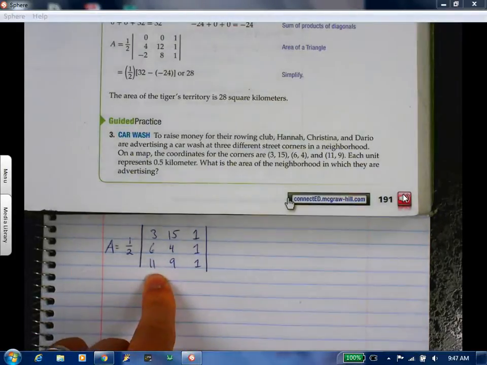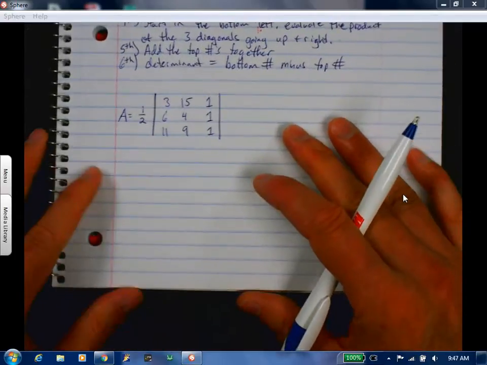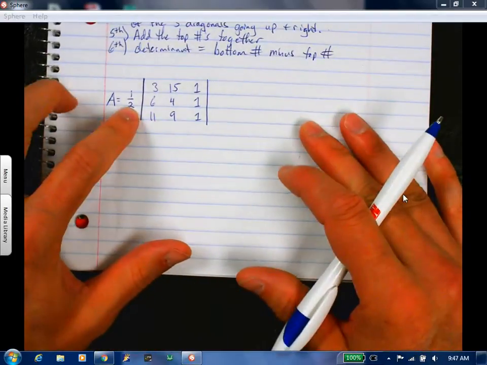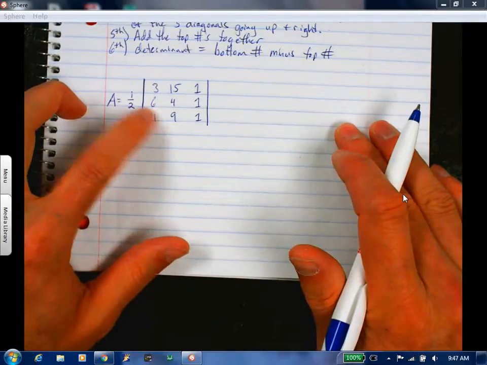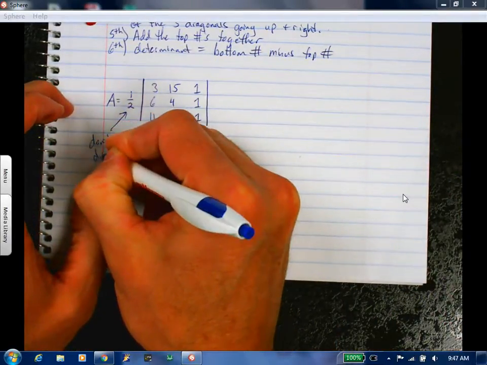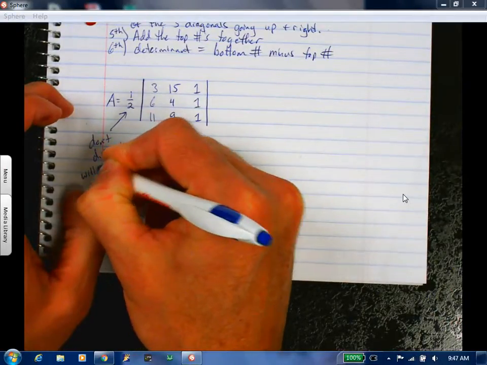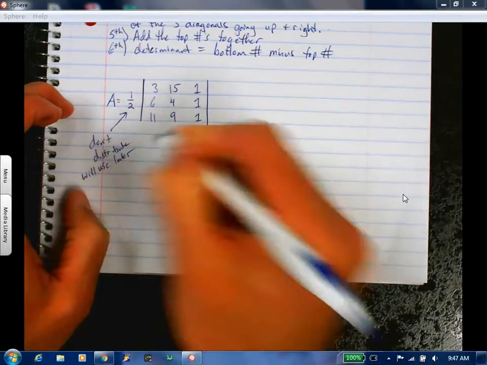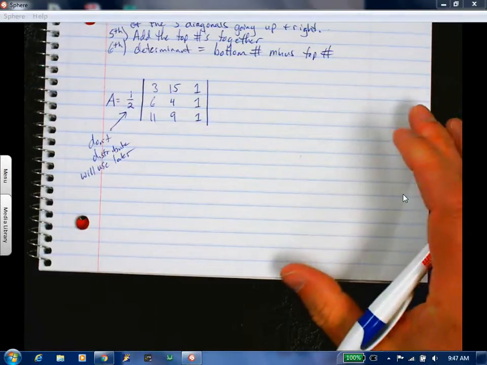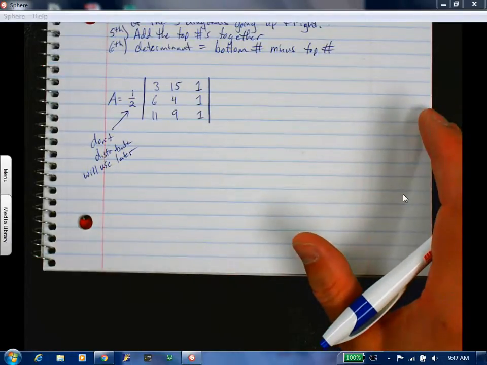Okay, so I'm going to move the book. So what's the next step? We have to find this determinant. This 1/2 times it. Don't distribute. Okay? Don't distribute that. We're going to use this later. So don't distribute the 1/2. We have to find the determinant first. Awesome.